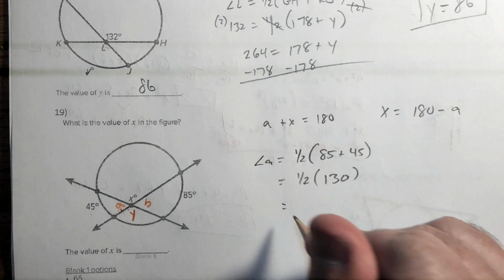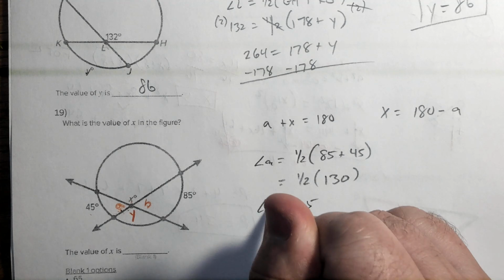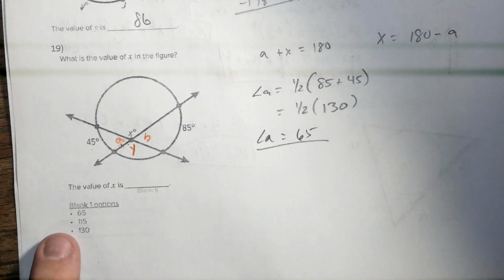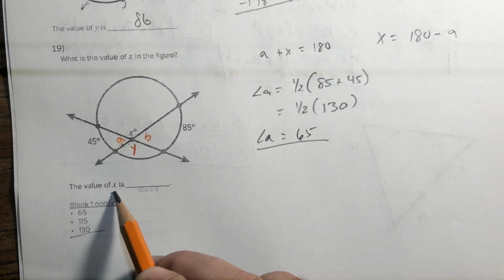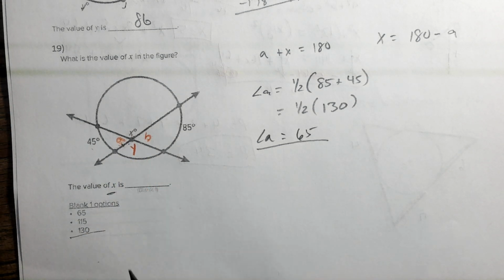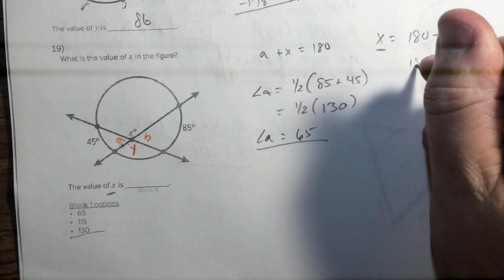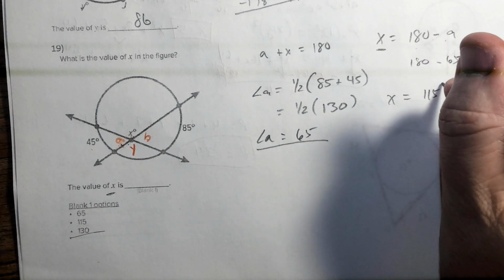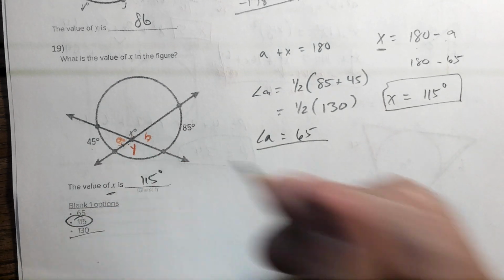1/2 of that is 65. So angle A equals 65. Now let me scooch down because we have a number bank here. And 65 is in that, but wait a minute, they want X. This was A. Remember, X equals 180 minus A. So 180 minus 65 makes X equal 115 degrees, which is also a choice and the correct one.